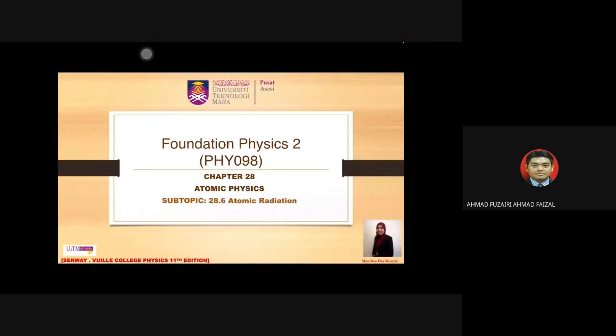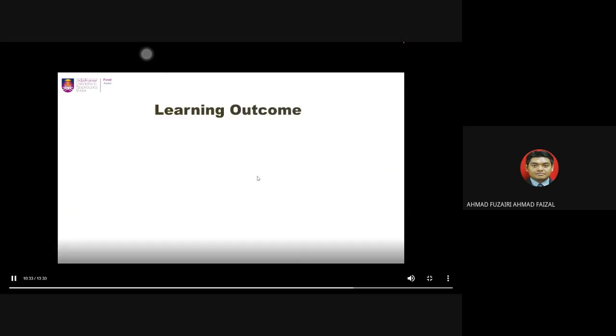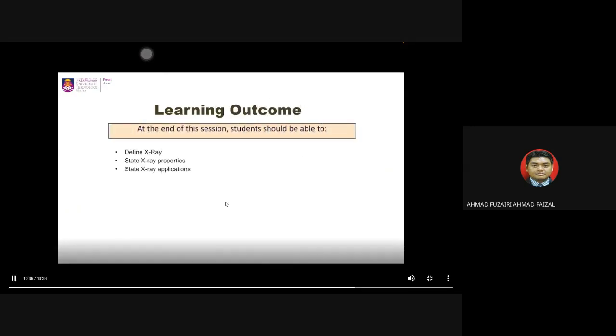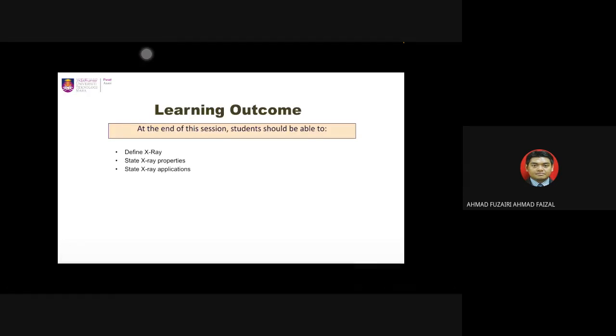28.6 Atomic radiation. Okay, these are the learning outcomes for this subtopic, where you should be able to define X-ray and state X-ray properties and applications.